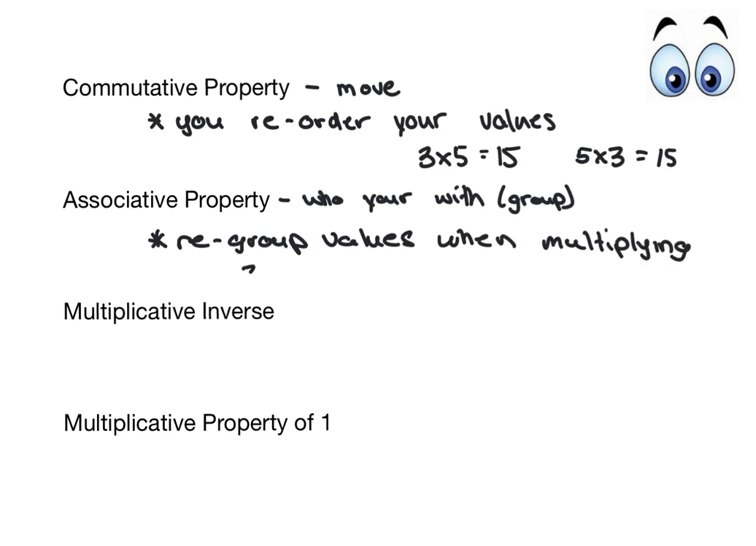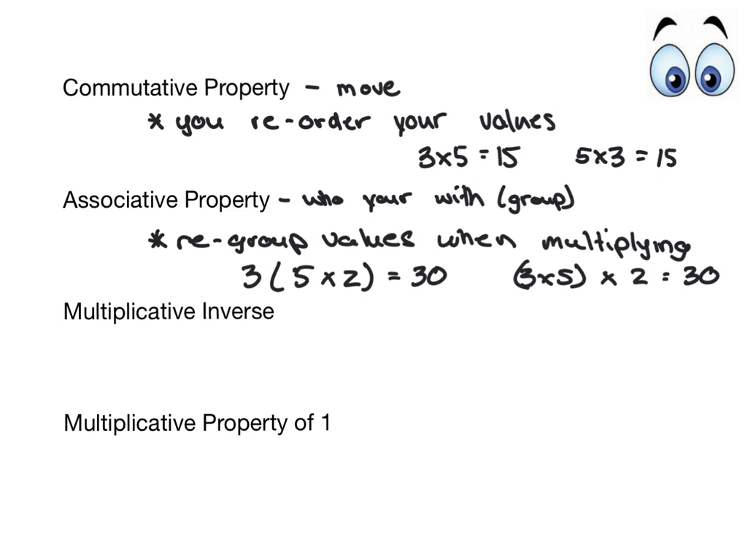An example would be 3 times the quantity 5 times 2. Well, 5 times 2 is 10, and 10 times 3 is 30 if I do order of operations and I do what's in the parentheses first. But also if I regroup these and I do 3 times 5 in the parentheses and then multiply by 2, I'll get the same thing. 3 times 5 is 15, and 15 times 2 is 30. So associative property just makes you think, who are you grouping or how are you grouping your values?